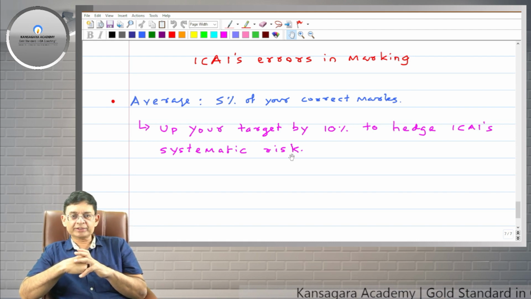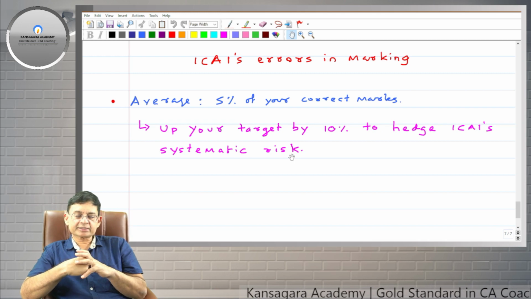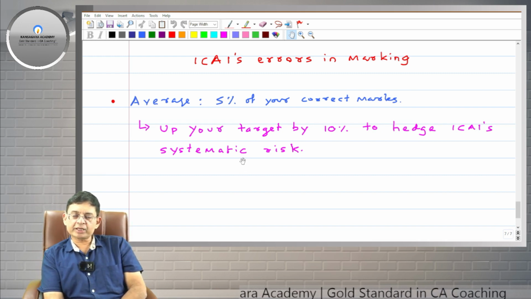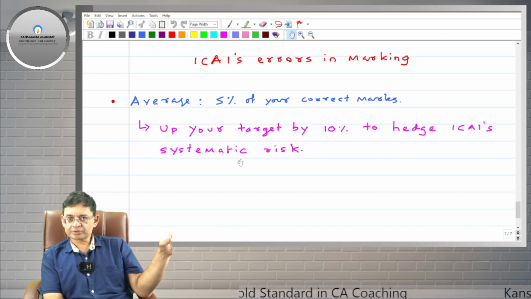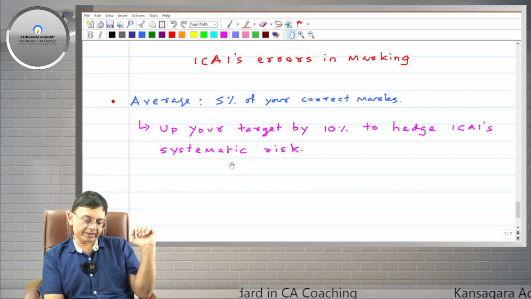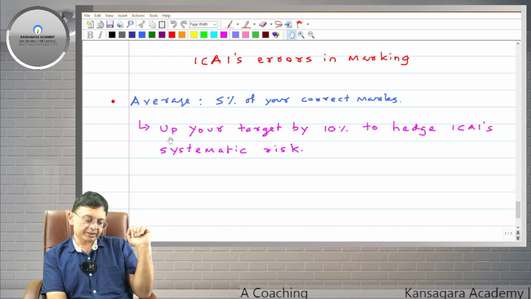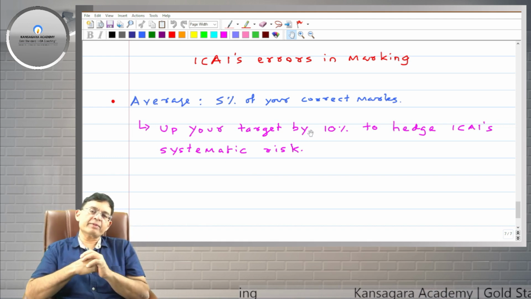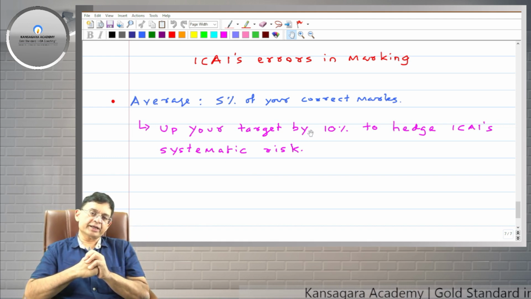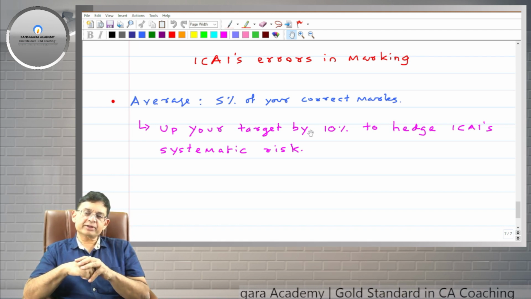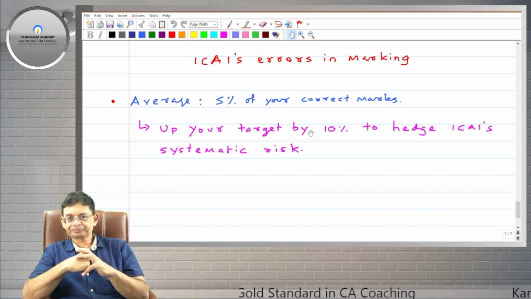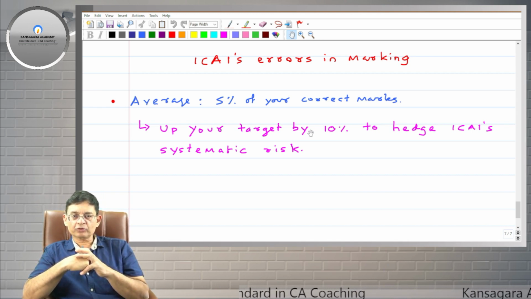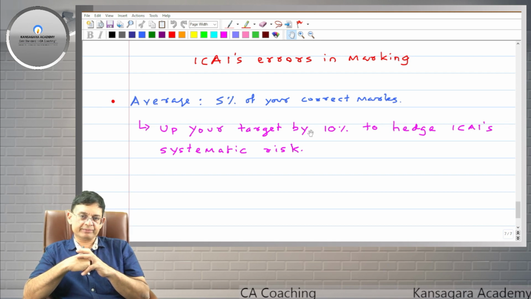So how will you hedge this risk? This is a systematic risk. Systematic means the risk is applicable to all students. So it's a general systematic risk, and you should increase your target by 10% to hedge against this type of risk. To manage this type of risk, the best will be that if you want 70, then always prepare for 75 or so. Always prepare for 75 or 80 marks.